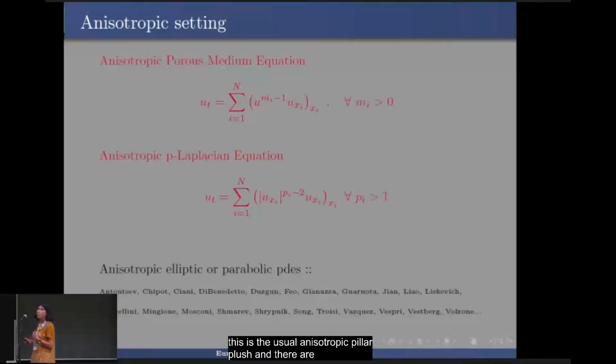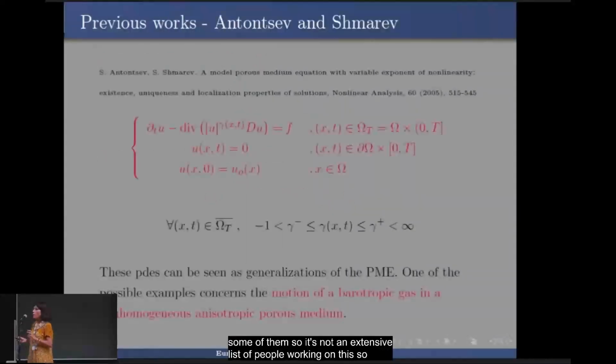And there are several people working on this for several years, even in the elliptic case, meaning that we have stationary problems, so we don't have the time derivative of our function. It does not depend on time. And I'm just naming or quoting some of them, so it's not an extensive list of people working on this. So I will try to show you what I've been working on.